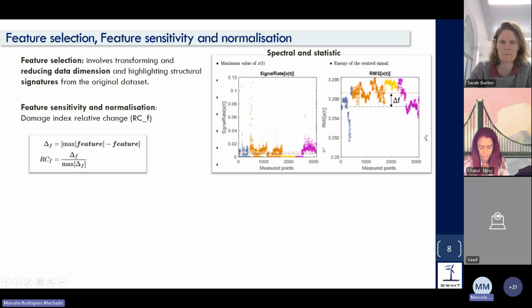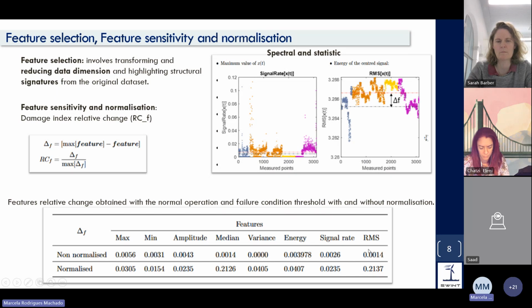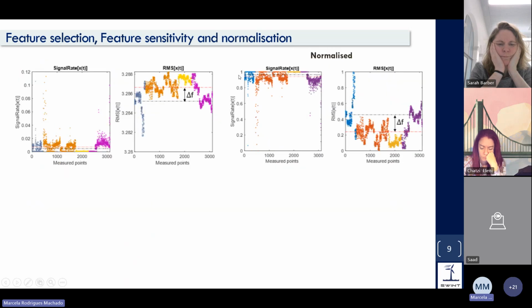And what we thought was that if we could zoom in or amplify this difference and conserve the dynamic behavior of how the failures change over time, it would help a lot. So that's what we did, and then we proposed to use the damage index relative change. And as you see here, the difference between the non-normalized and the normalized features after applying the normalization increased a lot and helps indeed to identify and classify this damage. And that's what we did.